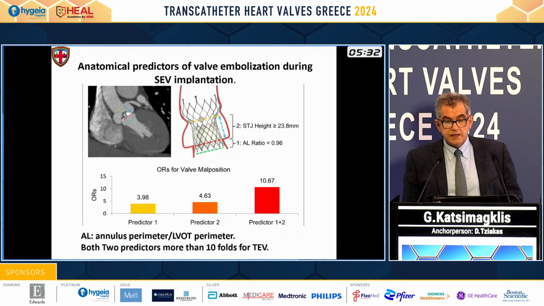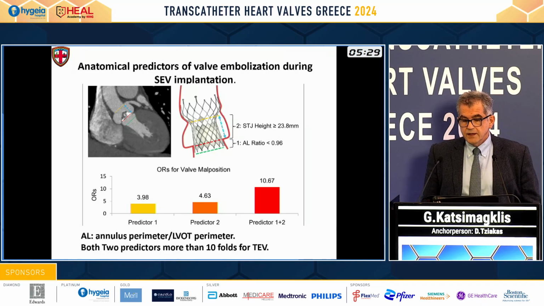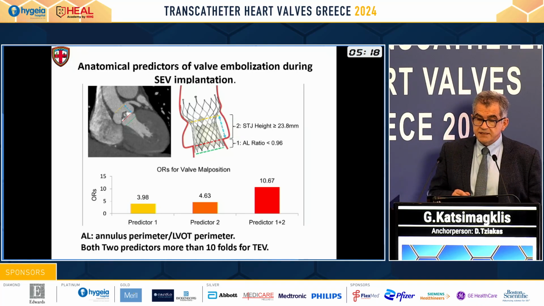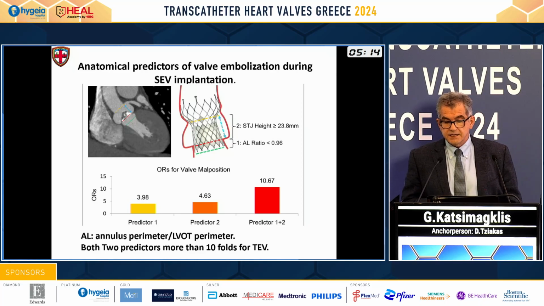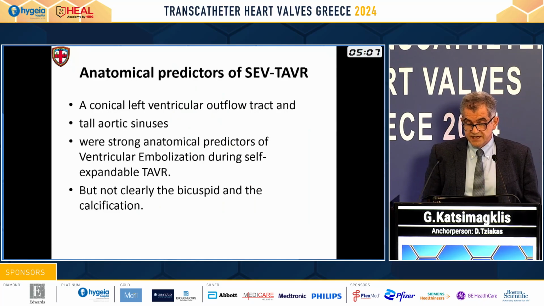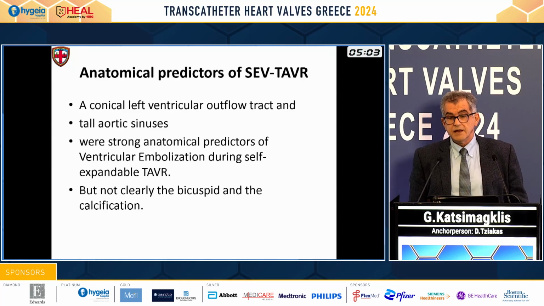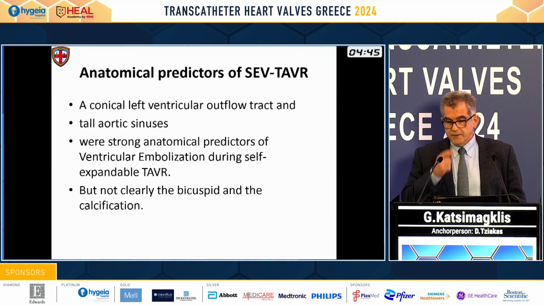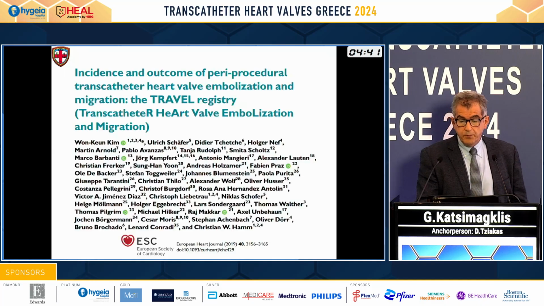So there are some anatomical predictors for self-expanding valves: the STJ height being more than 24 millimeters, or an AL ratio, that means annulus perimeter to LVOT perimeter, being less than 0.96. These are two predictors for embolization of self-expanding valves. That is to say, a conical left ventricular outflow tract and tall aortic sinuses are strong anatomical predictors of ventricular embolization during self-expanding TAVI, but it is not clearly the bicuspid valve and the calcification. These are data from a cohort from an Asian population.